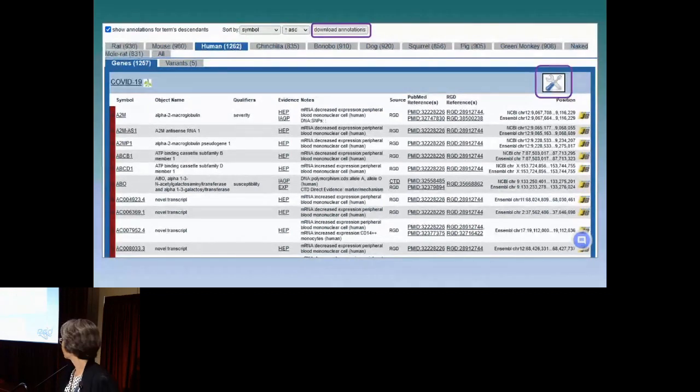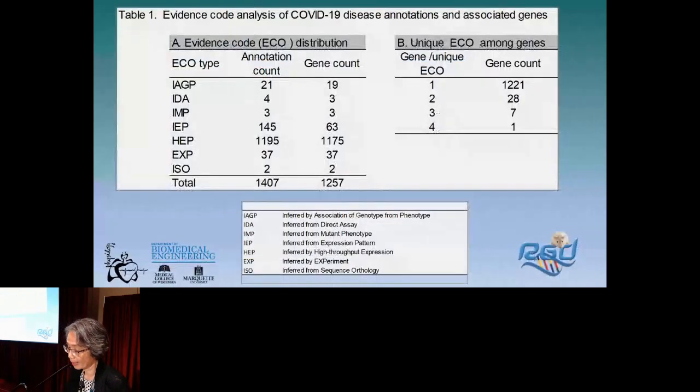In this slide, COVID-19 genes were analyzed by their associated evidence code. Evidence code describes what type of evidence supports gene disease association, and the evidence codes are listed down at the bottom. These associations are inferred either by genetic association, like IAGP, or direct association, mutant type association, or expression pattern change association.